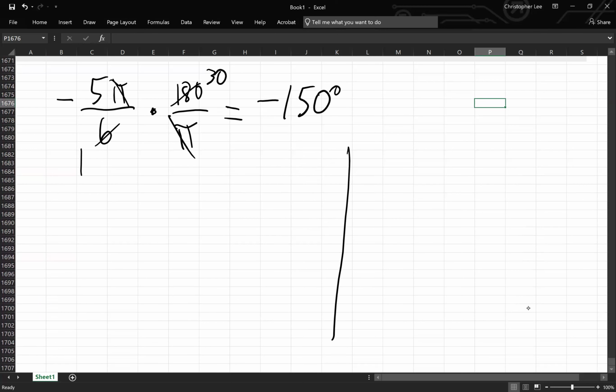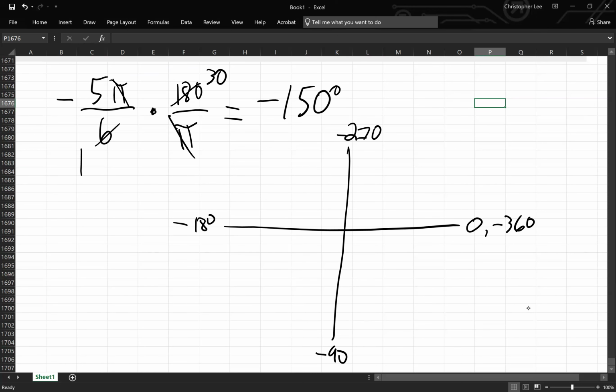So check out the negative right here. Remember, negative, we're going backwards, right? Counterclockwise. So this is 90 right here. This is negative 90. This is my negative 180, right? This is my negative 270. And then this is my 0 and my negative 360. There we go. So I want negative 150, right? Negative 150 is going to be right over here, right? There we go, right? So boom. That's my negative 150 degrees right there.